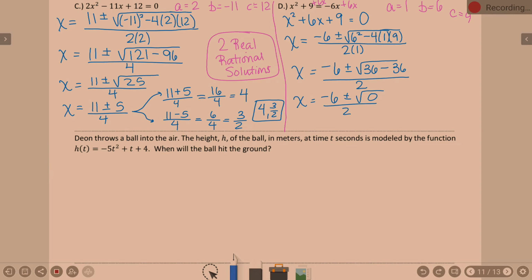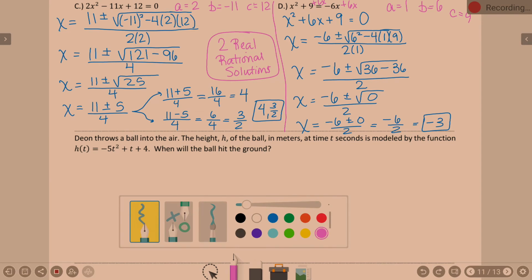Just get rid of it. What is the square root of 0? It's 0. So we have negative 6 plus or minus 0 all over 2. If you add 0 or subtract 0, it's the same, right? So this is just negative 6 over 2, which is negative 3. One real rational.